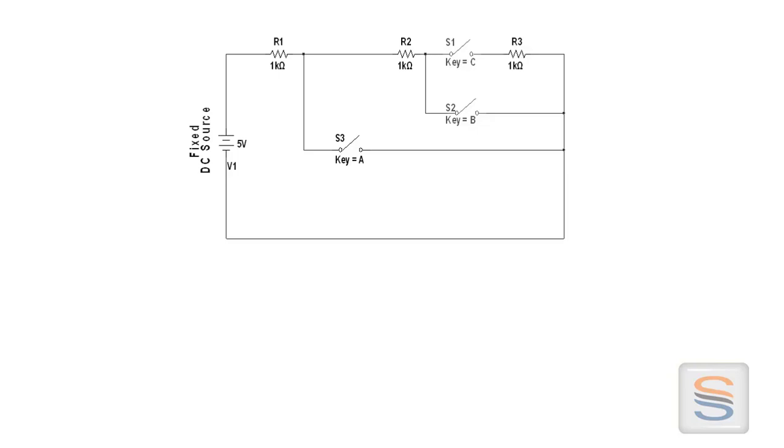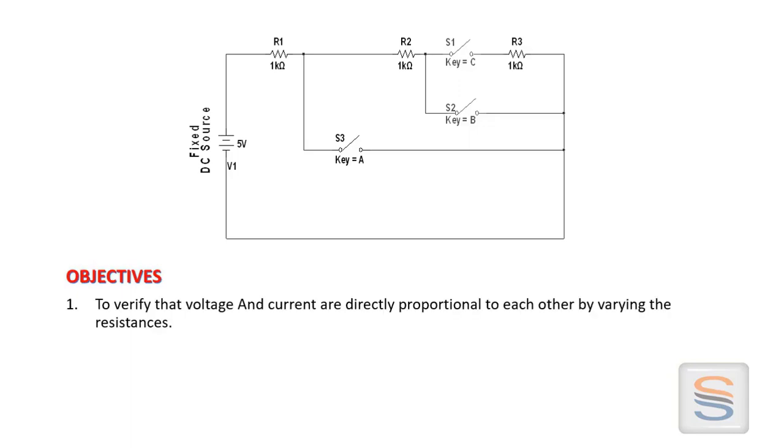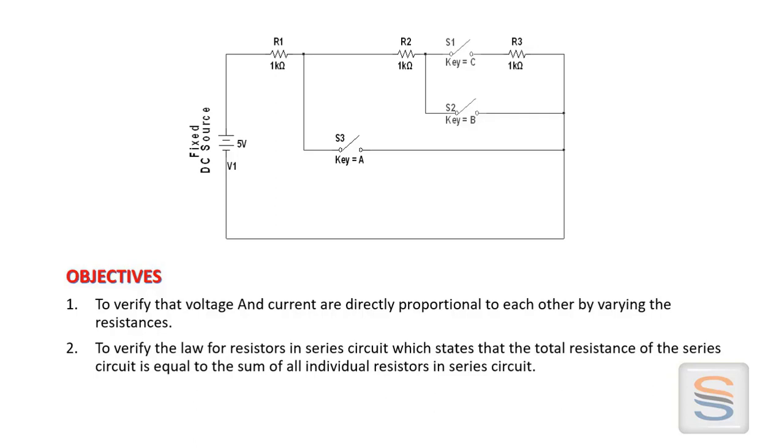We make the circuit in such a way that we have a fixed voltage source of 5 volts and we will vary the values of resistance with the help of these switches S1, S2 and S3 for different values of current. There are two objectives of this circuit which we will attain at the end of this simulation. Number one is to verify that voltage and current are directly proportional to each other by varying the resistance. And number two is to verify the law for resistors in series, which states that the total resistance of a series circuit is equal to the sum of all individual resistors in the series circuit.